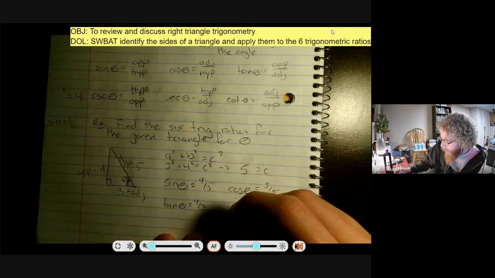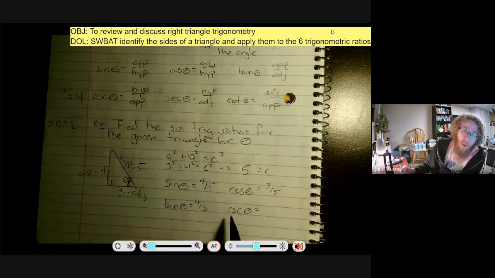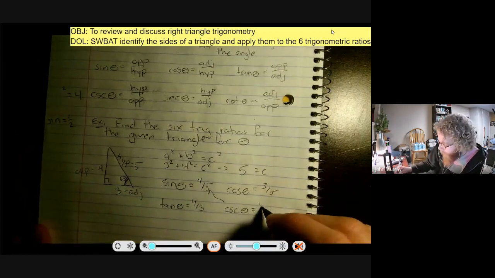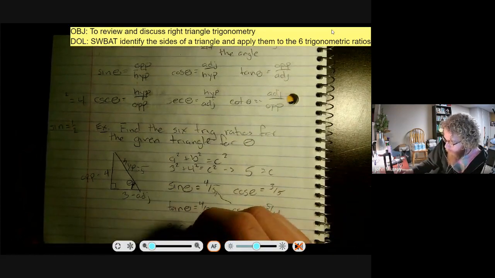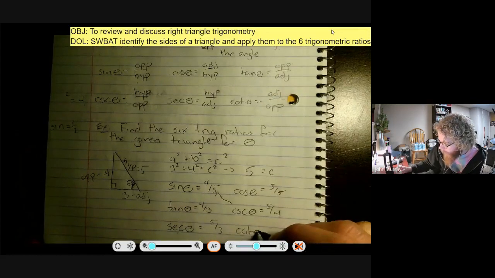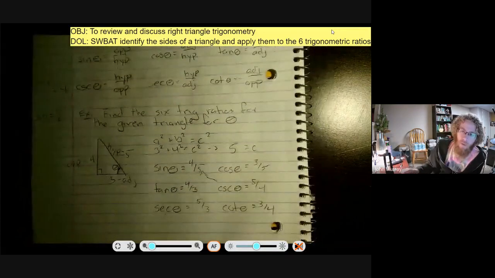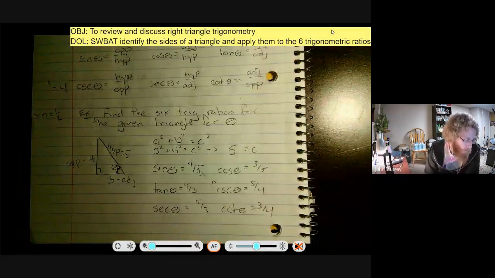Okay, so cosecant, be careful. Although it's got the co part of the name, cosecant is tied with sine. So cosecant would be 5 over 4. Secant is tied in with cosine, and that would be 5 over 3. And then cotangent, well, that goes with tangent. That would be 3/4. All right, so we found out all of our trig ratios. Any questions?